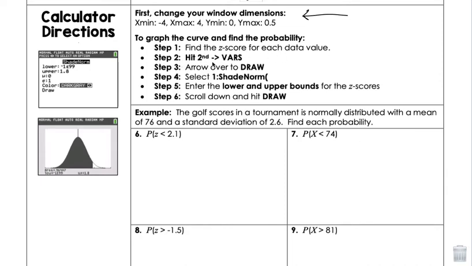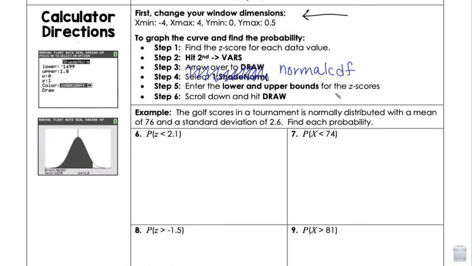So once you have a z-score, you want to hit second and go to vars, hit second vars, which is the button right next to clear, and that takes you to the distribution functions. So you're not going to arrow over to draw. You aren't going to pick shade normal. You're just going to pick normal CDF, which is number 2 on the second vars page.